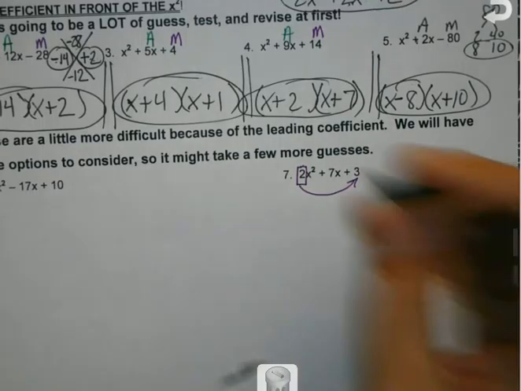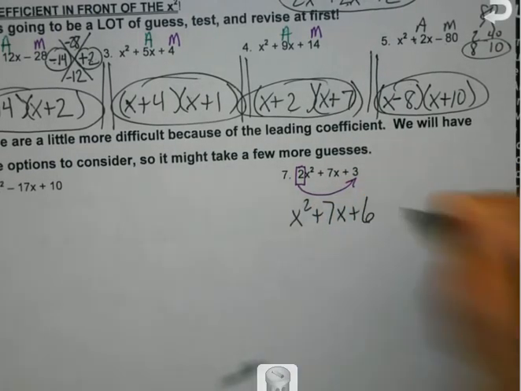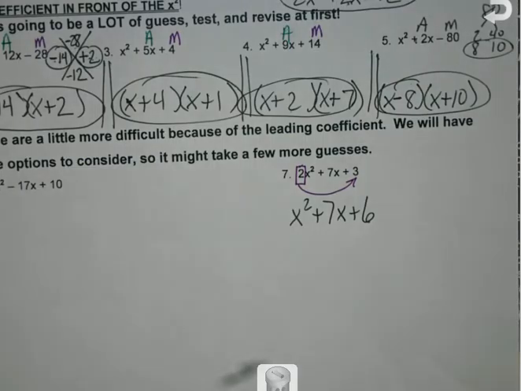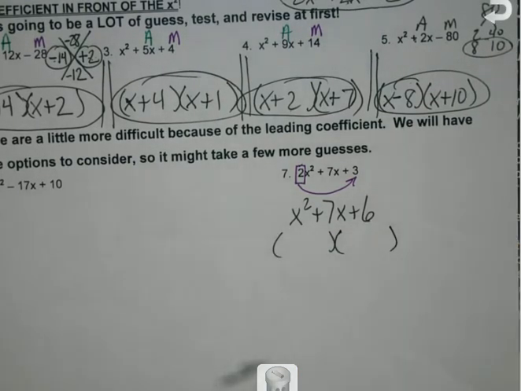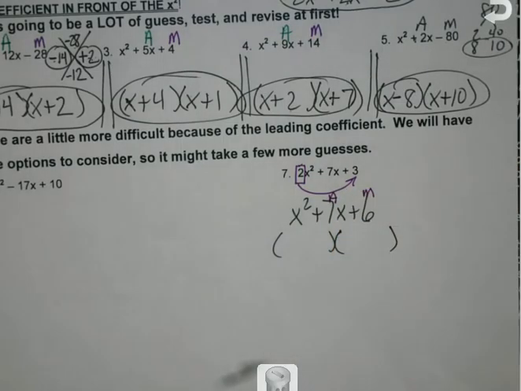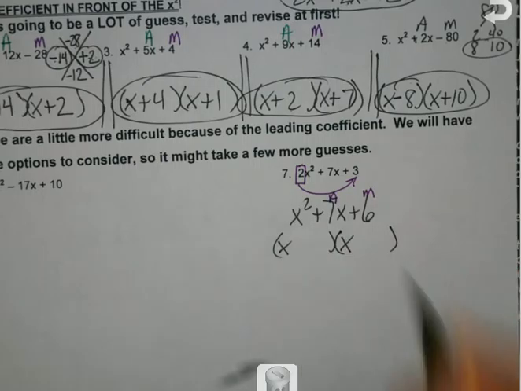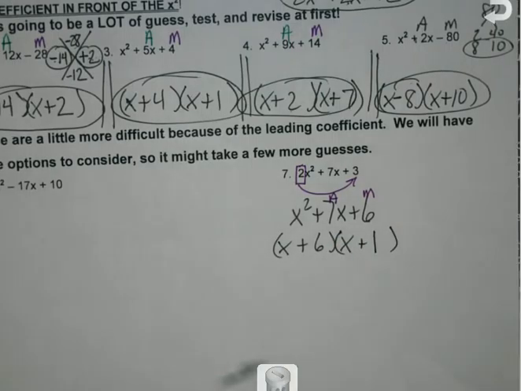Slide that 2 on down. Again, we're multiplying the 2 times the 3. If it's a simple enough one that you can do it without doing a diamond or a chart or anything, I say go for it. Two numbers, multiply to 6 and add to 7. 6 and 1. But again, I'm not quite done. Almost.